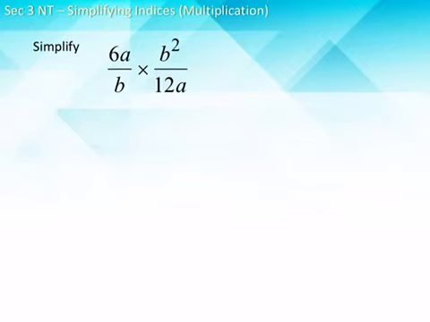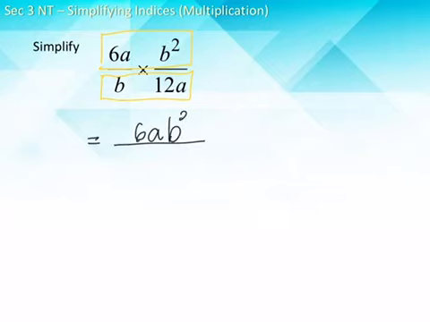Next one, multiplication of indices. This type where we have two different fractions. So what I usually do is I will first multiply the numerator with the numerator and the denominator with the denominator. And we will be able to get 6a times b squared will be 6ab squared. For the denominator, b times 12a, that will give me 12ab. I try to rearrange the letters accordingly.